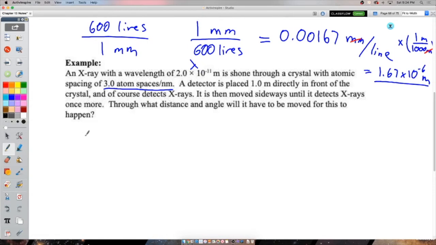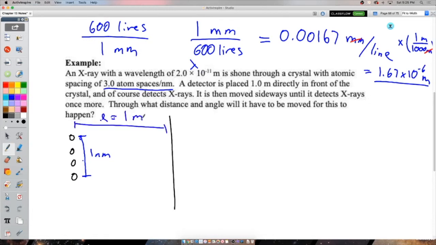So we have some atoms acting as a diffraction grating, and it says that in 1 nanometer, there are 3 atom spaces. So 1, 2, 3. This is 1 nanometer. It's not D, because D is the spacing between slits, not between 3 slits. A detector is placed 1 meter directly in front of the crystal. So we have our screen, which is just a detector here. That tells us that L equals 1 meter.